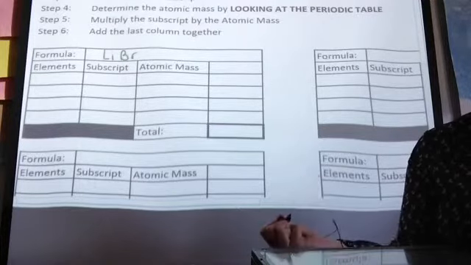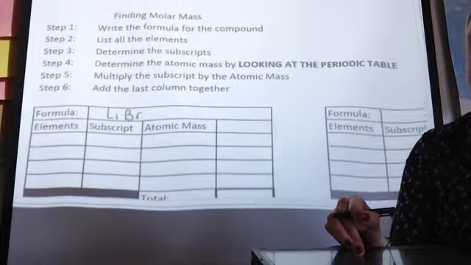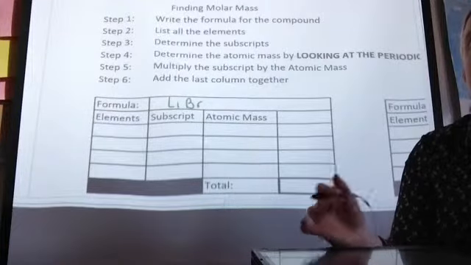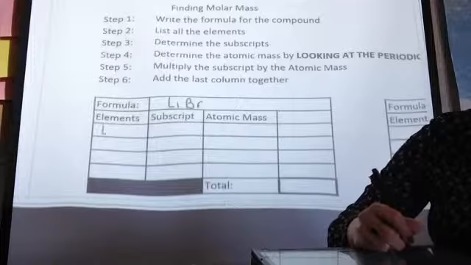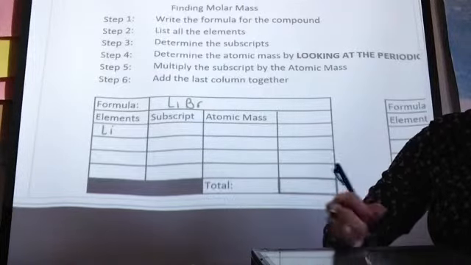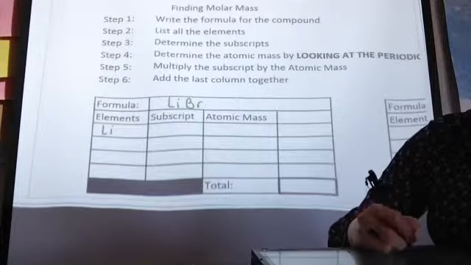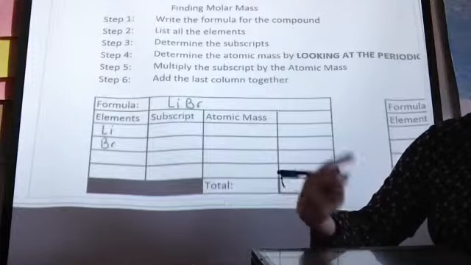Step 1, write the formula for the compound, LiBr. Step 2, list all the elements. An element is denoted by a capital letter. So my first element is Li. The i is not its own element because it's a lowercase letter. The second element is Br, and r is not an element because it's a lowercase letter.